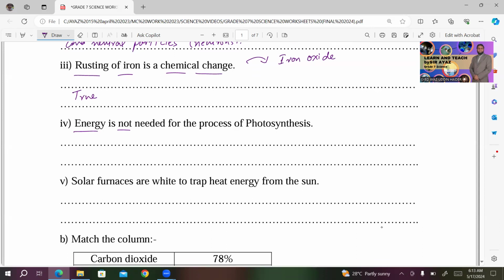Number 4, energy is not needed for the process of photosynthesis. The statement is wrong. So you'll write false here because energy is needed. It comes from the sun. So you can write energy from the sun is needed for the process of photosynthesis.